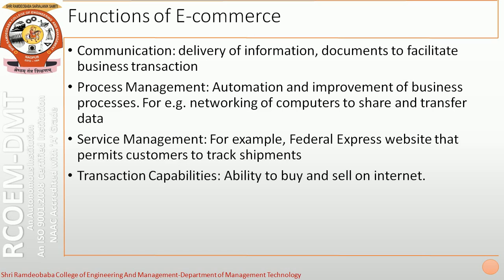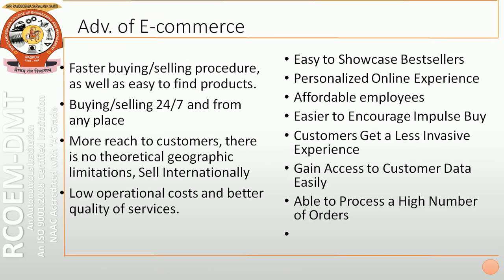Then process management, like automation and improvement of business processes. For example, networking of computers in an organization for sharing and transferring data. Then service management, for example, the Federal Express website that permits customers to track shipments. Most e-commerce websites permit their customers to track shipments. Then transaction capability, that means you should be able to buy and sell on the internet, select your product, and pay for it. So that is the function of e-commerce.